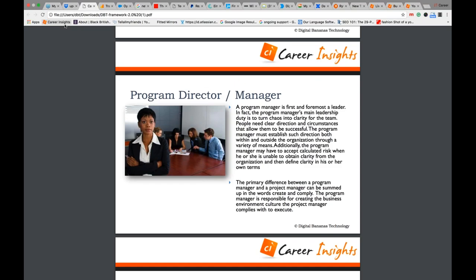So a program director or manager, the program manager, is first and foremost a leader. In fact, the program manager's main leadership duty is to turn chaos into clarity. People need clear direction and circumstances that allow them to be successful. The program manager must establish such direction both within and outside the organization through a variety of means. So the program director or manager is responsible for managing the portfolio of programs, managing the benefits, managing the stakeholders, and managing the overall resources.